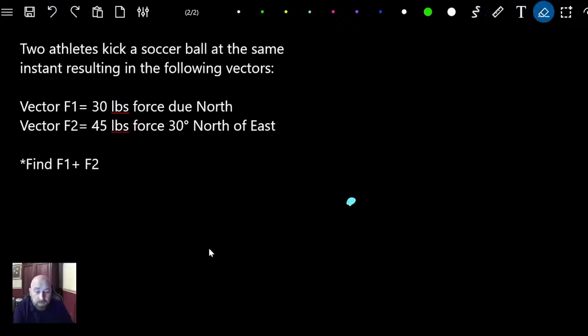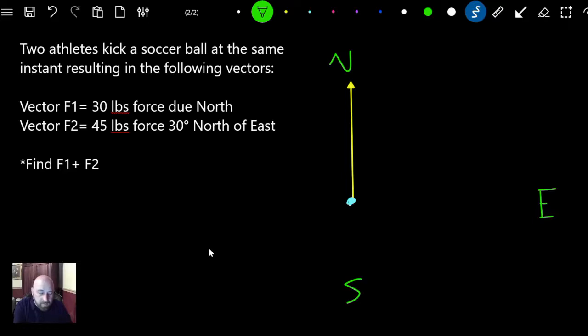So let me try to draw a little bit of a straight line here, and I will draw a line 30 pounds due north. Okay, so there we go. The second dude comes in and kicks the ball 45 pounds of force, but he kicks it 30 degrees north of east. Whoa, what is that? Well, let's think about it first. So this is north, right? So this would be south, this would be east, and this would be west. Okay, so north, south, east, and west.